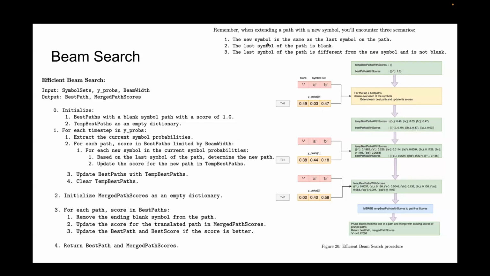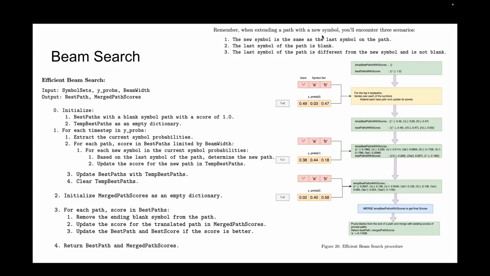So there are basically three cases you will encounter when you are expanding. The new symbol would be the same as the last symbol on the path. For example, if you start from A and you reach A again, then there might be that the last symbol of the path is blank, whenever you're appending this to the search. And it might be the last symbol of the path is different from the new symbol and not the blank. That is the general case. So these are three cases that you cleverly need to handle.